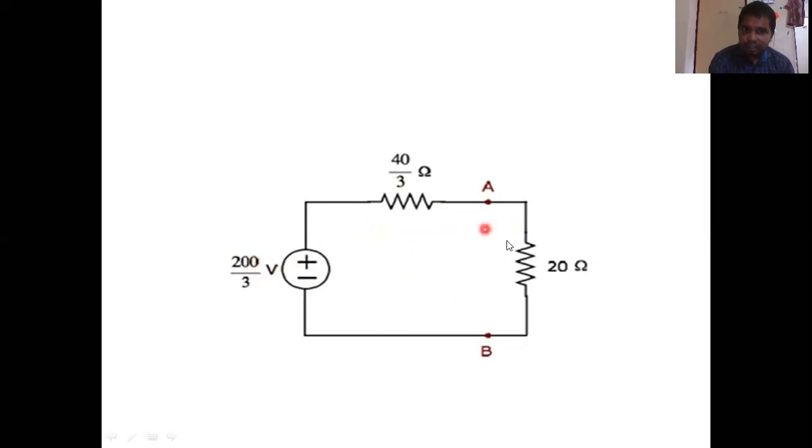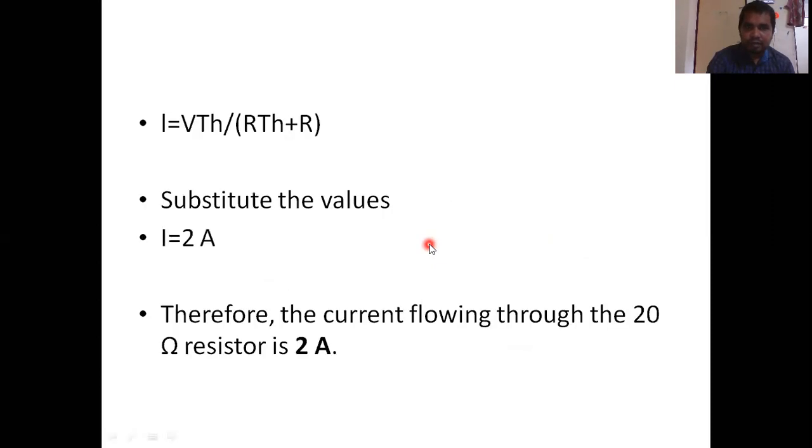Otherwise, VTH divided by these two, which are in series. So this voltage divided by the summation of these two will give your current. That is simple Ohm's law, not the voltage division rule or current division rule. You need the voltage here or current here. You can simply apply closed loop KVL and determine. That is what is written here: VTH divided by RTH plus R. So substitute the values VTH, RTH and R. You will get 2 ampere.